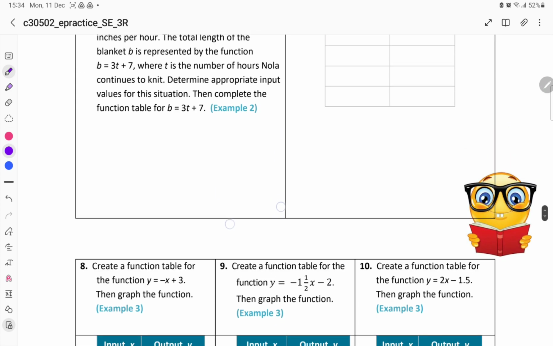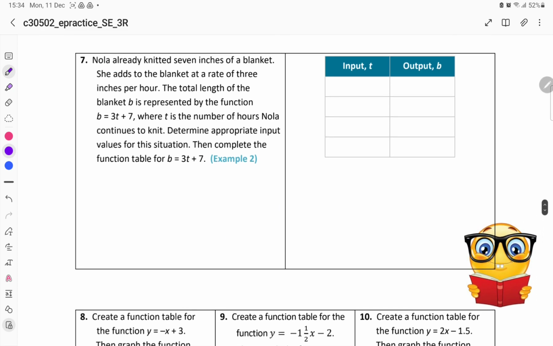Now, in example 2, he is asking you, Nola already knitted 7 inches of a blanket. So she already started with 7. Before she even started knitting, she had the input 7, because she already knitted. This is in the past. She added to the blanket at a rate of 3 inches per hour. So m is 3, or the slope is 3. Look, the slope, the coefficient of t, is 3.